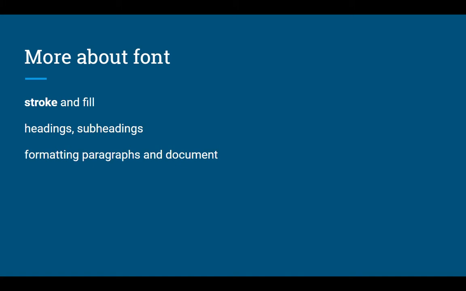WYSIWYG, W-Y-S-I-W-Y-G. What you see is what you get, which is what we use in Microsoft Word, which is how Google Docs appears. It's how every word processor appears. What you see on the screen is what you get out of a page, and that's using formatting and pagination.